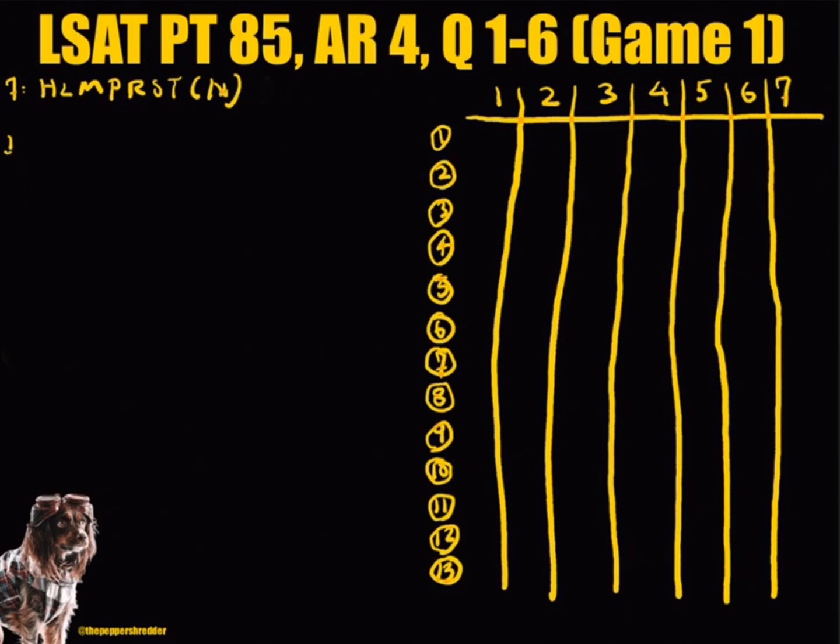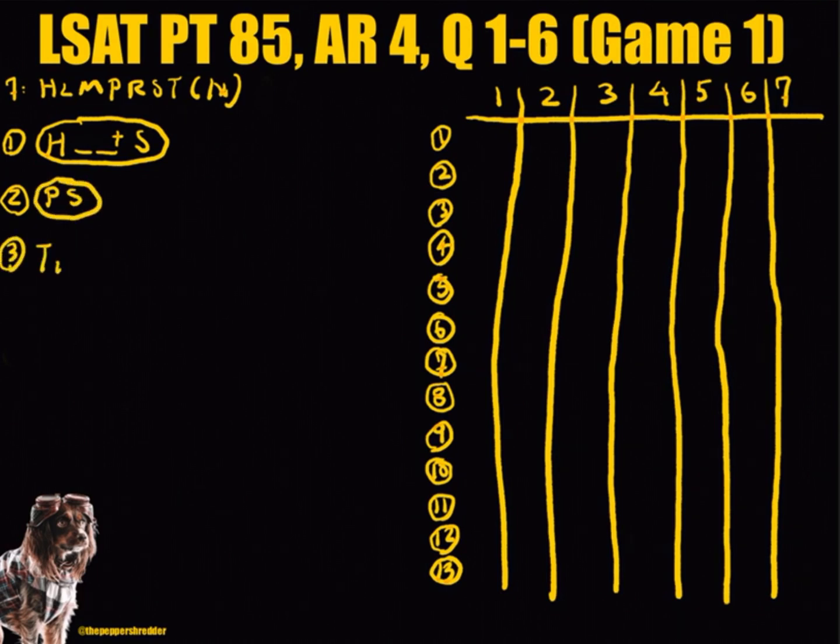The rules are as follows. Rule 1. There are at least 2 actors between H and S. Rule 2. P and S must be adjacent. Rule 3. T must be placed first or 7th. Rule 4. If T is not placed first, then R must be placed first. Rule 5. L must be placed before H.